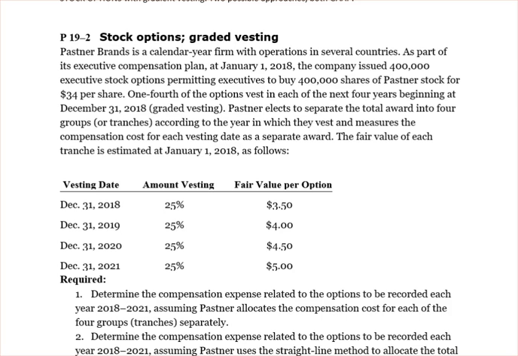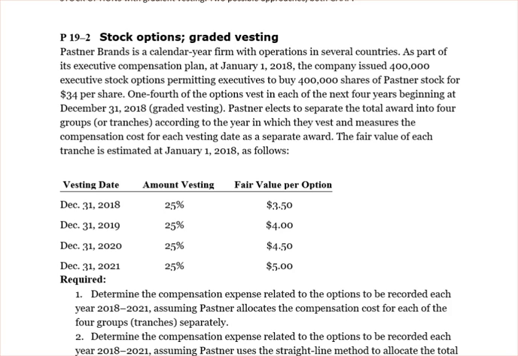The way that I prefer is what is within the PowerPoint, and that is to say that the total value of the December 31st, 2018 vesting amounts would be 100,000 times 350. 2019 would be 100,000 times 4, 2020 would be 100,000 times 450, and 2021 would be 100,000 times 5. And if you were to add them all up, you would find that the total amount of compensation cost, if you did it this way, would be 1.7 million.